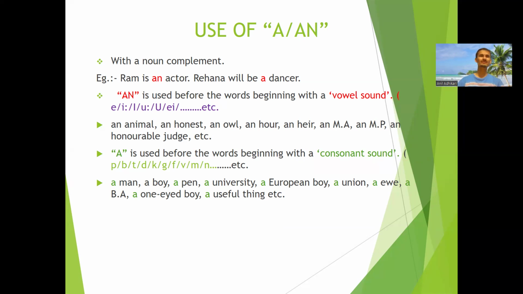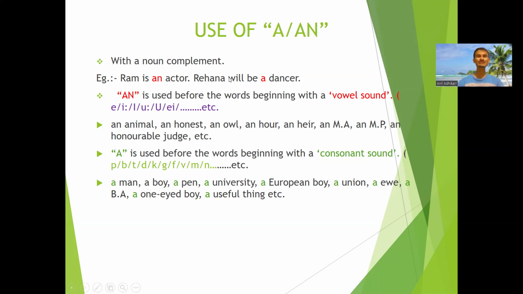Now, look here. With a noun complement, we use a and an. Rule number one. Remember, with a noun complement. For example, Ram is an actor. You can see here, actor. This actor is the complement. In the complement, we use an. Ram is an actor. Similarly, Rihanna will be a dancer. Here you can see, Rihanna will be a dancer.